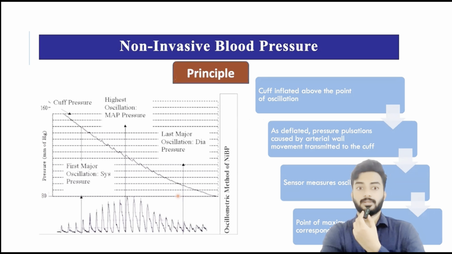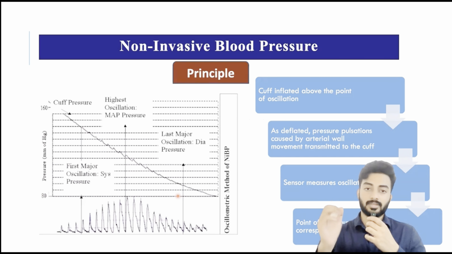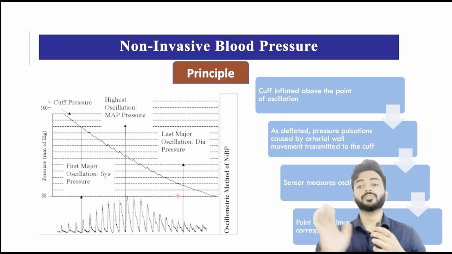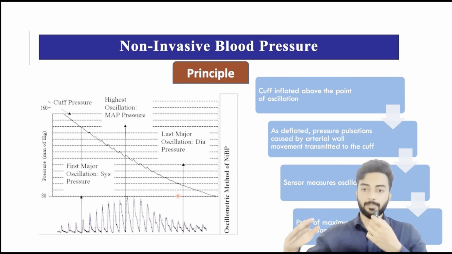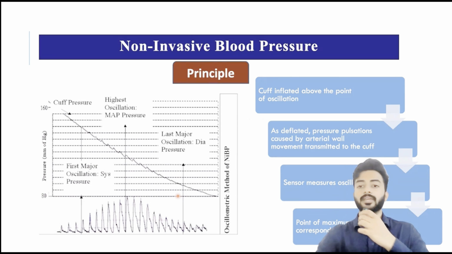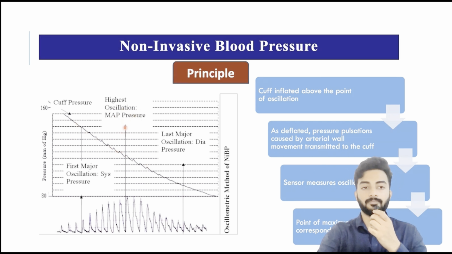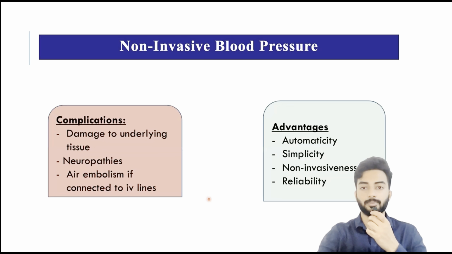So what is the principle of non-invasive blood pressure? This is not the manual method. I am talking about the automated method which we use in OTs. The cuff is inflated above the point of oscillation. As it deflates, the pressure pulsation caused by arterial wall movement is transmitted to the cuff, and the sensor measures the oscillations. The maximum point of oscillation denotes the MAP, and from the MAP we derive the SBP and DBP.